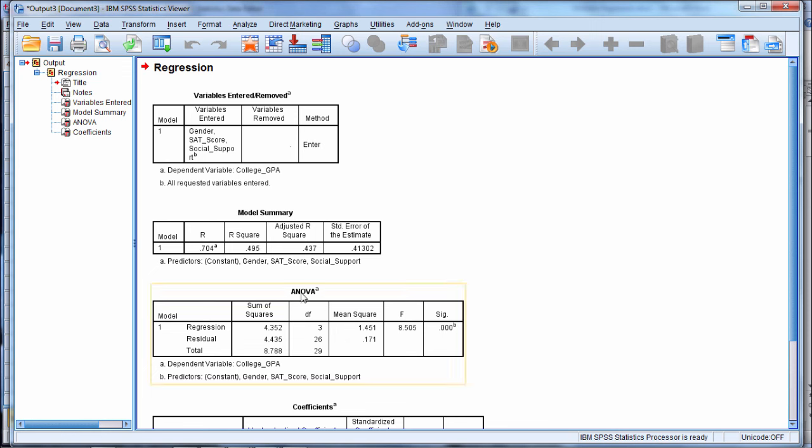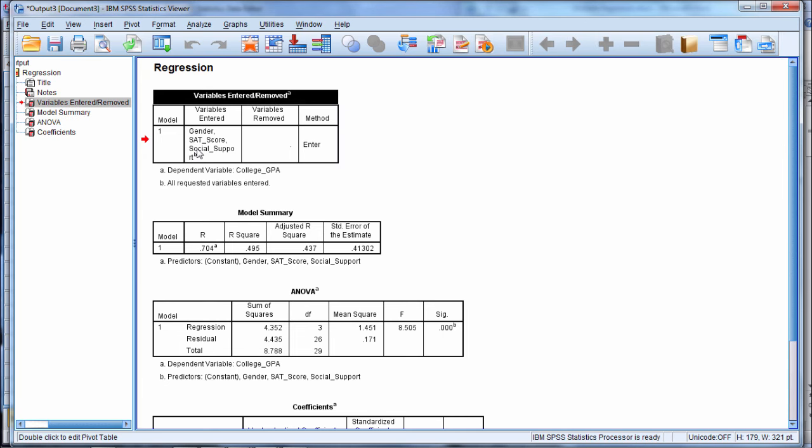And our output opens here, and the first table, Variables Entered Removed, this confirms that we had the variables gender, SAT score, and social support as our predictors, and then our dependent variable or criterion variable was college GPA.